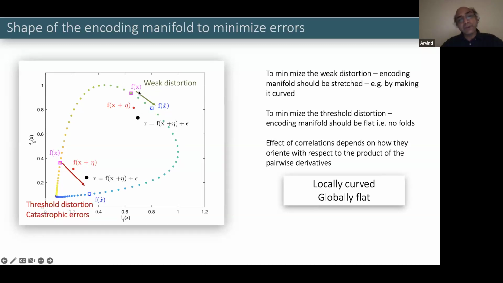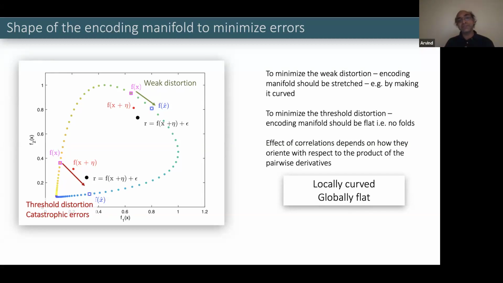And obviously, think about it in the following way: this error happens because you have some noise and you get mapped here. But imagine this curve was stretched quite a lot. That means that these neighboring points that were close by are now far apart. So in that case, stretching the tuning encoding manifold will reduce this error, the weak distortion. Now, if you keep stretching, because neurons have a finite firing rate, you will at some point run out of spikes. So meaning you can only represent a small range of stimuli.